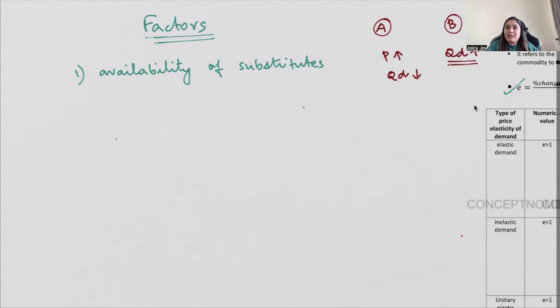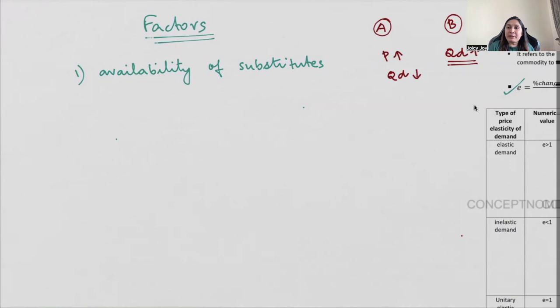Now, consumers are rational beings, which means that they make decisions based on their rational and logical thinking. So imagine yourself as a consumer and you want to purchase this commodity A, but unfortunately the price of A has increased. So you know that there is a substitute for A, which is B, and whose price has not changed. So what will you do?